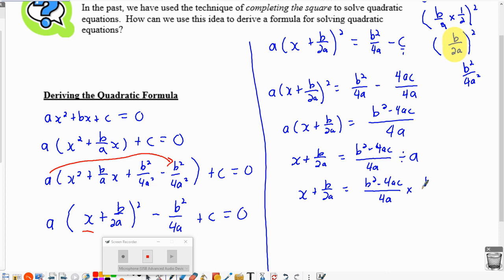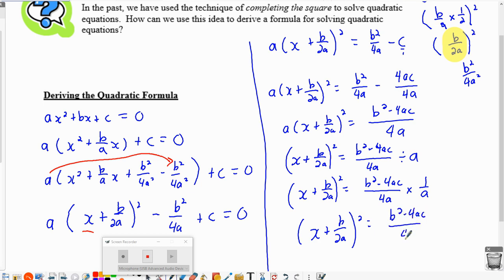Well, I multiply by 1 over a. Oh, I lost my squared there. I was so focused on the right side, I forgot that side's still squared. Now I'll do that. That's not so bad now. B squared minus 4ac all over 4a squared.